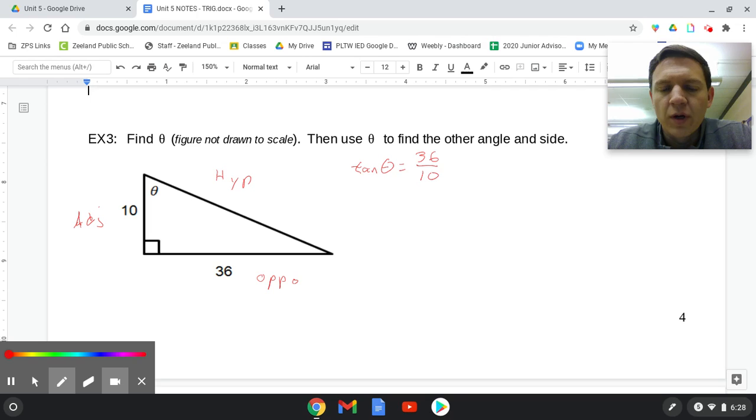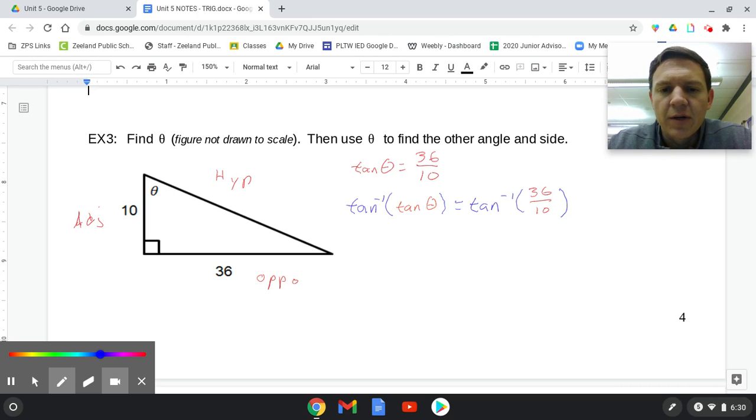This is where we have to get theta alone. You can't just divide by tangent. Tangent is an operation, it's not a number. You can't divide by it. We have to use the inverse tangent operation that we just learned. So I'm going to inverse tangent both sides, and it looks a little bit like this.